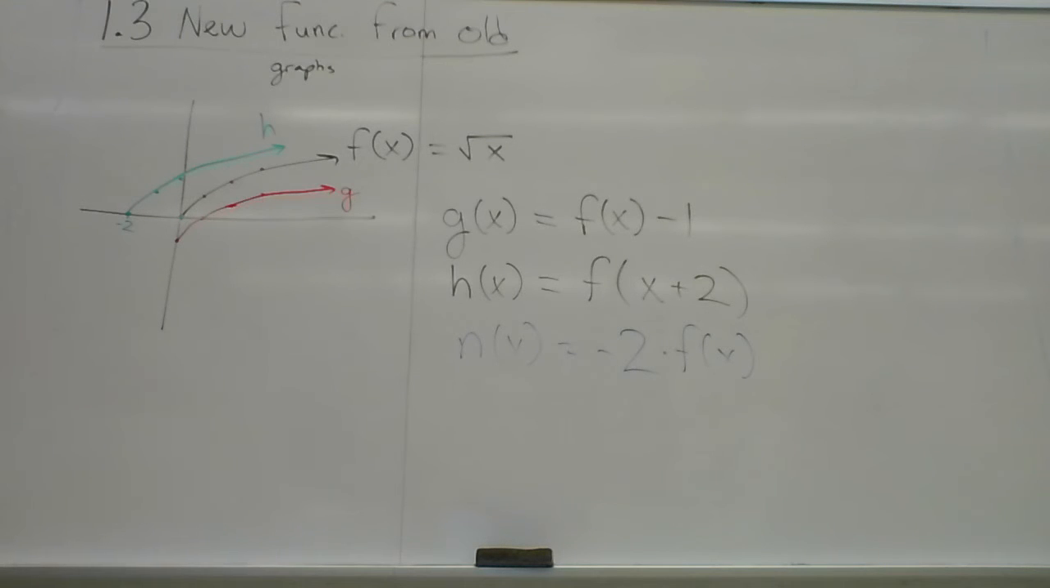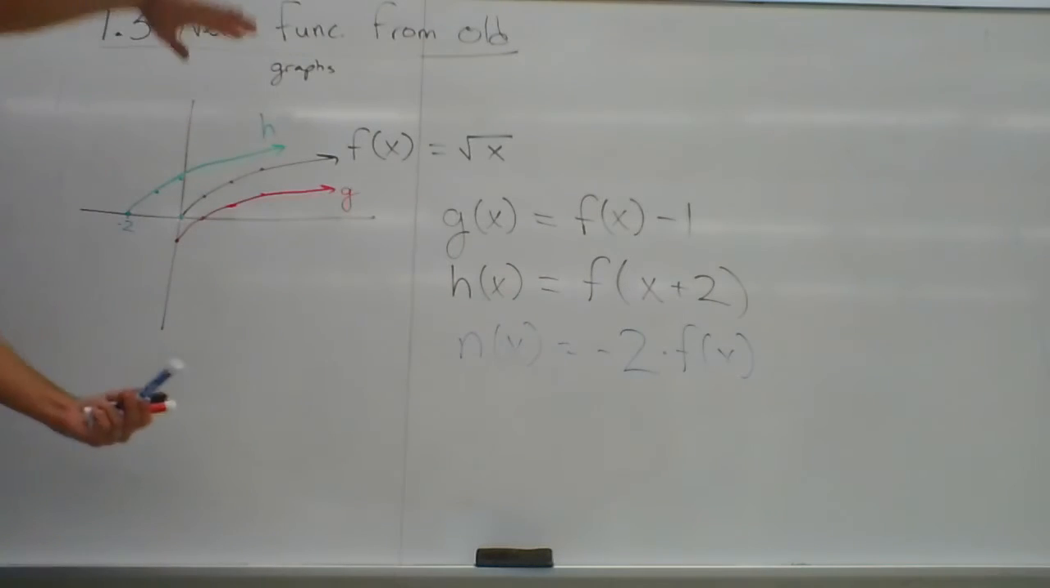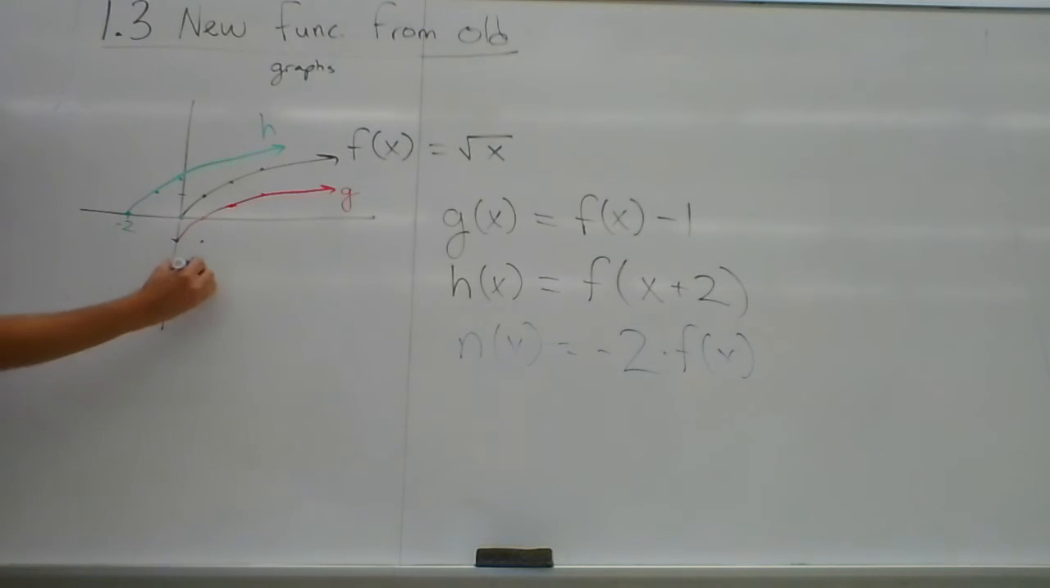What does our new function look like? It's going to be flipped upside down and stretched. Why flipped upside down? Because it's negative. Negative makes all the positives negative, very good. And then stretched by 2. So if we say this was 1 unit high, then this point is going to flip down to 1 unit below, but we're going to have to stretch it so it's going to be 2 units below.